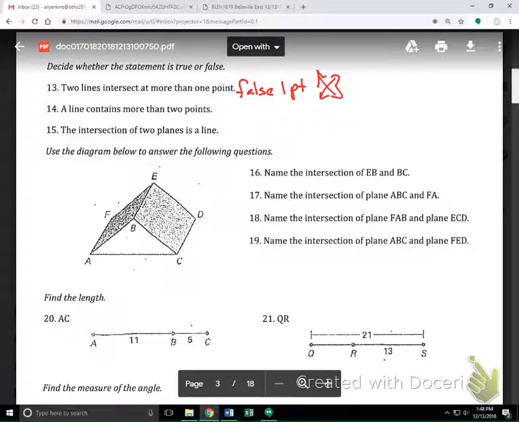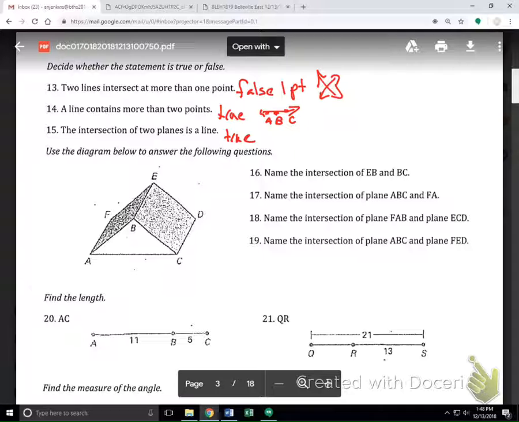So number 14, a line contains more than 2 points. True or false? True. You can have a line, we can name A, B, C all on there. And then the intersection of 2 planes is a line. True or false? True. You can even see that happening below. We have multiple planes here, but if you just took the 2 shaded planes, this one and this one, you see that it intersects right at that line.